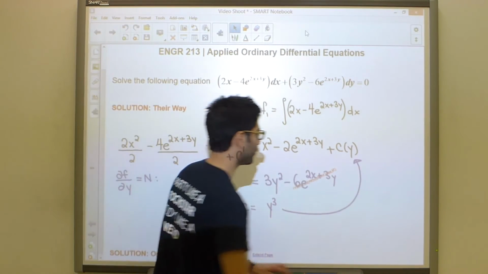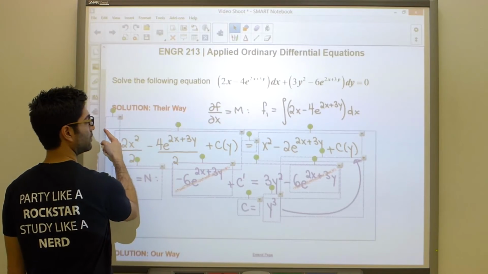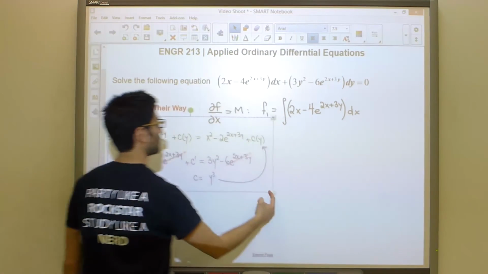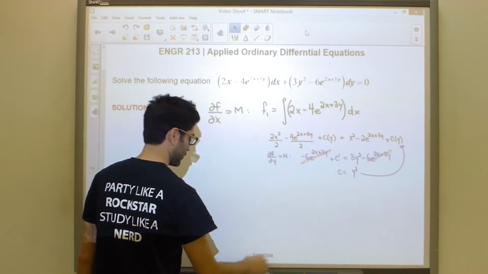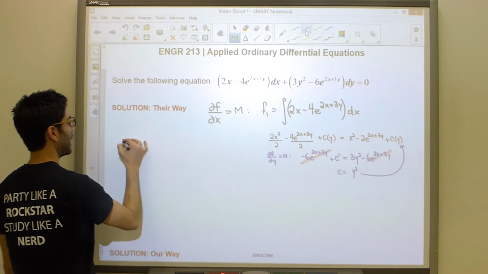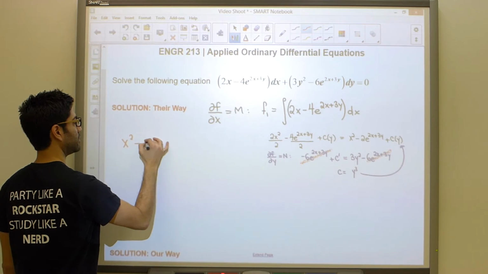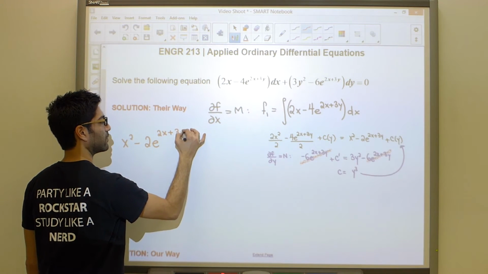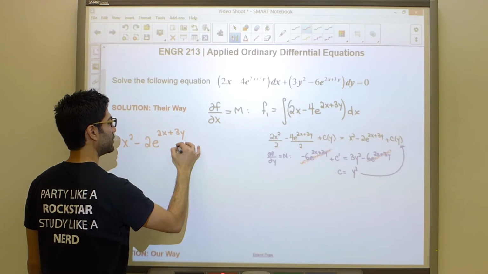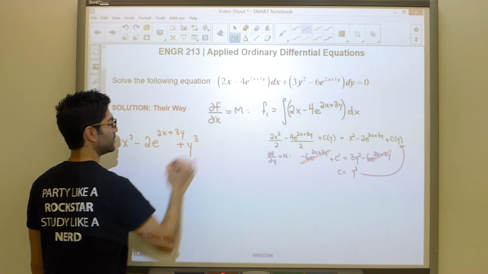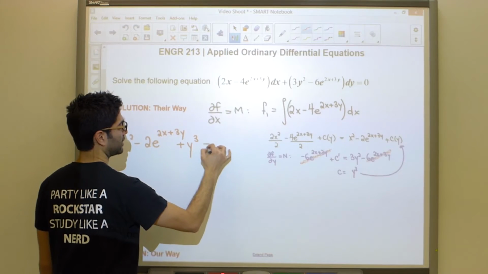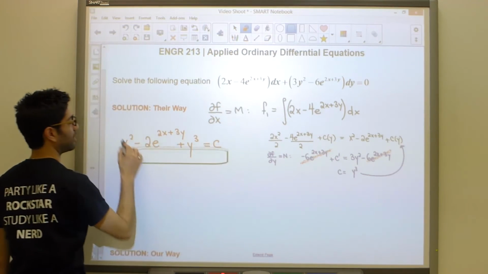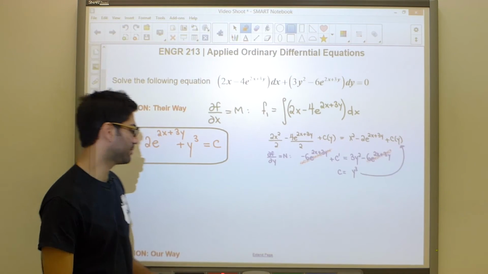So our final answer for this particular problem would simply be x squared minus 2e to the 2x plus 3y plus c of y, which we've just discovered to be y cubed. And in an exact equation, you always make this equal to c. So that is the answer to this problem applying the book's method.